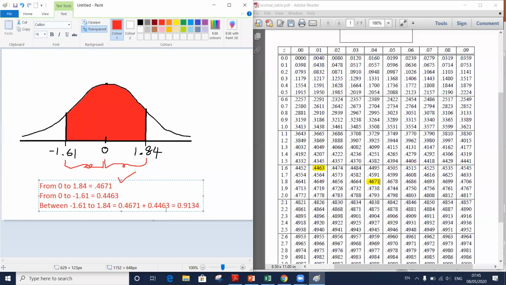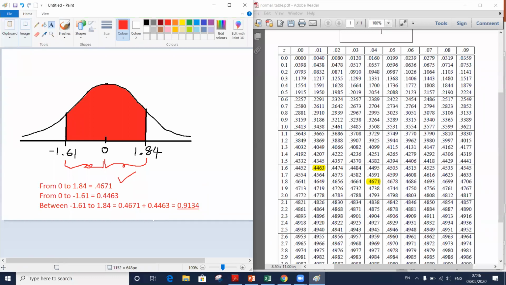This should be the answer, 0.9134. Right? Clear? We are finding the area between given z values.